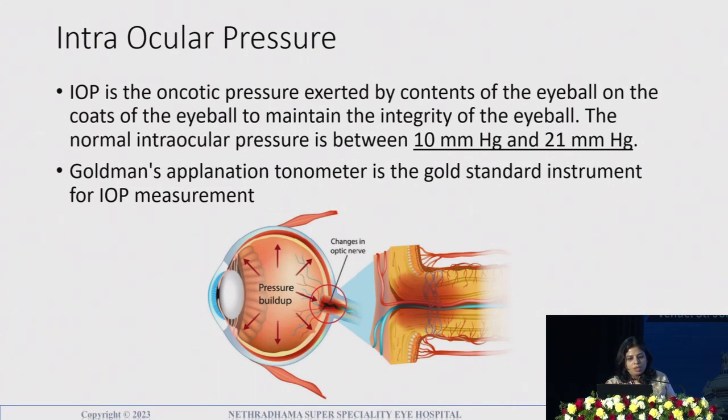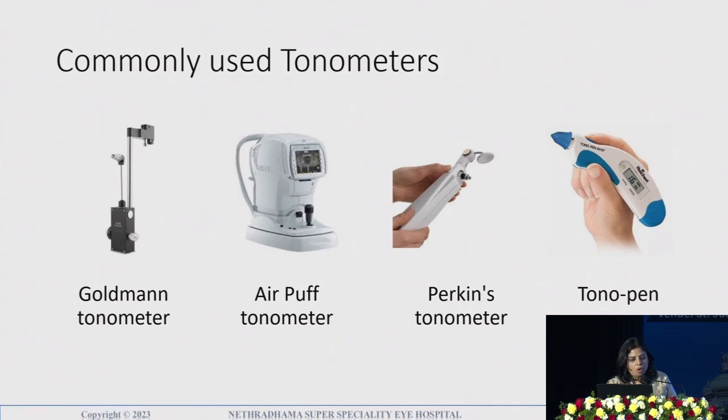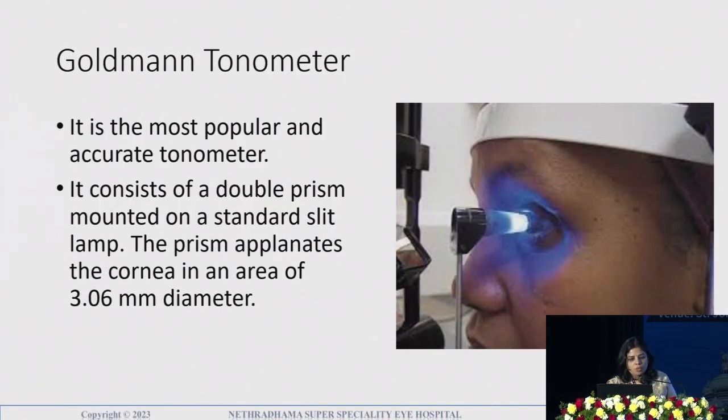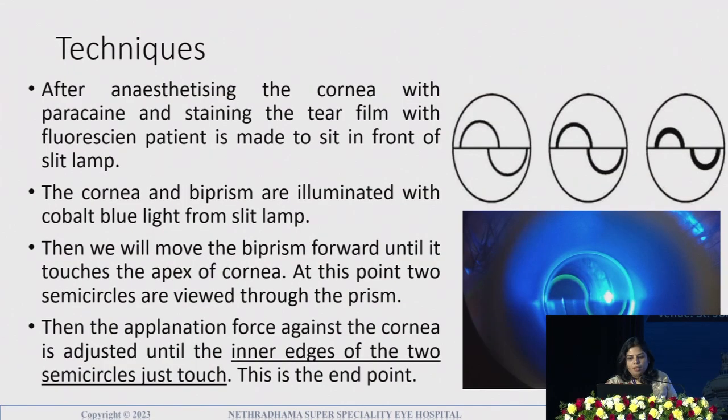The normal intraocular pressure range is between 10 to 21 mm of mercury. These are the commonly used tonometers, out of which Goldmann's applanation tonometer is the most popular and accurate tonometer. We have to explain the procedure to the patient, and we have to anesthetize the eye of the patient with a topical anesthetic like Paracaine. The cornea and biprism are illuminated with a cobalt blue light from the slit lamp. Then we will move the biprism forward until it touches the apex of the cornea.